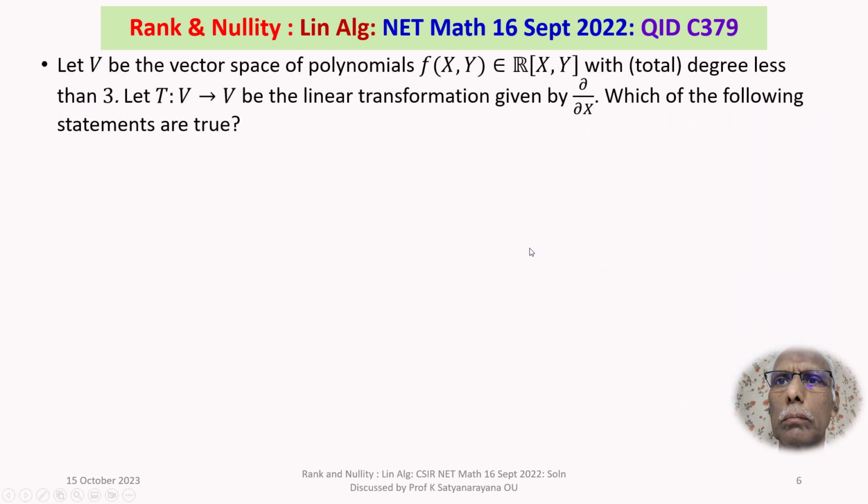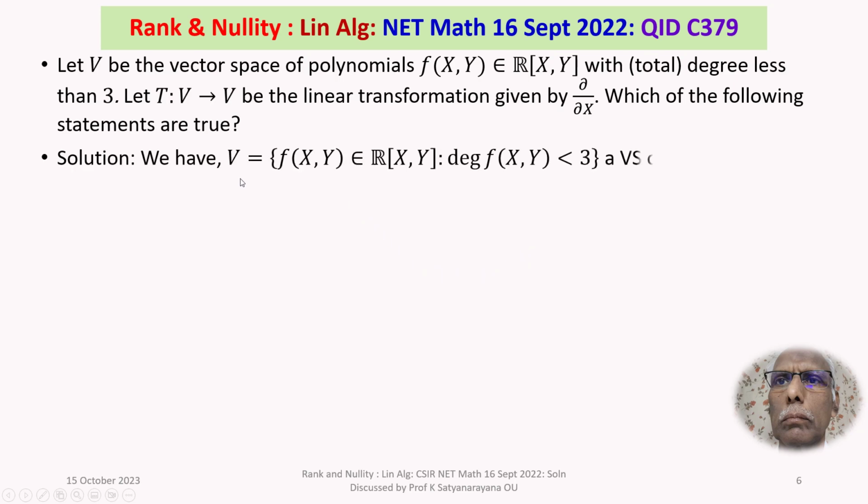We now discuss the solution of the problem in detail. We have V, the vector space of all polynomials in two variables x and y over the real field R with degree of f(x,y) less than 3. The total degree is less than 3, and V is a vector space over R.